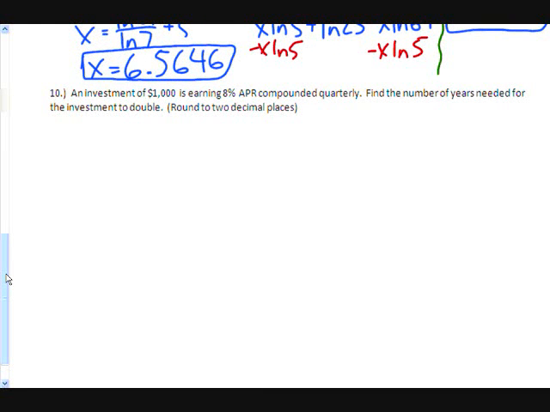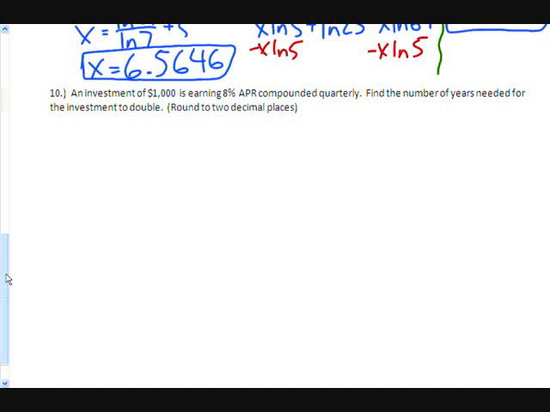We've got an investment of $1,000 earning 8% APR. That's annual percentage rate, but it's compounded quarterly. Okay, so keep that in mind because we're going to have to do something with that for our units to match. And we want to find the number of years needed for the investment to double.